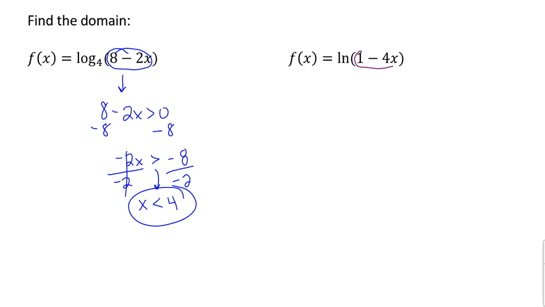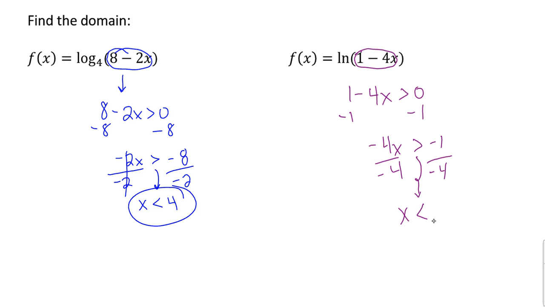Okay, ln of 1 minus 4x, same thing. Can't do ln of a negative number, so we find this domain. Solve like normal. -4x is greater than -1. Divide. Don't forget to switch the inequality. And you get x is less than 1/4. X is less than 1/4 means it can't be 1 or it can't be a half. It could be 0, it could be -1, but it's got to be less than that number. No, they're not always x less than.